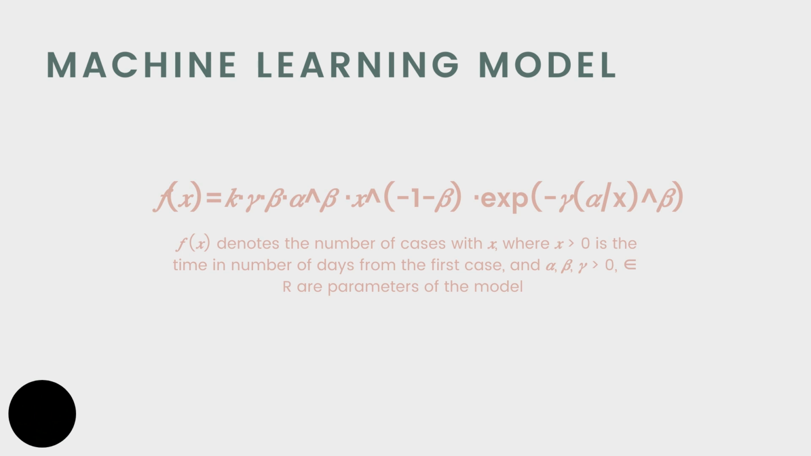So in the machine learning model, the first one is the equation. You can look at the equation, where f(x) denotes the number of cases, and x, which is more than 0, is the time in number of days from the first case. Alpha, beta, gamma are more than 0 and belong to the real numbers, which are parameters of the model. Now we can find the appropriate values of parameters alpha, beta, gamma to minimize the error between the predicted cases and the actual cases.